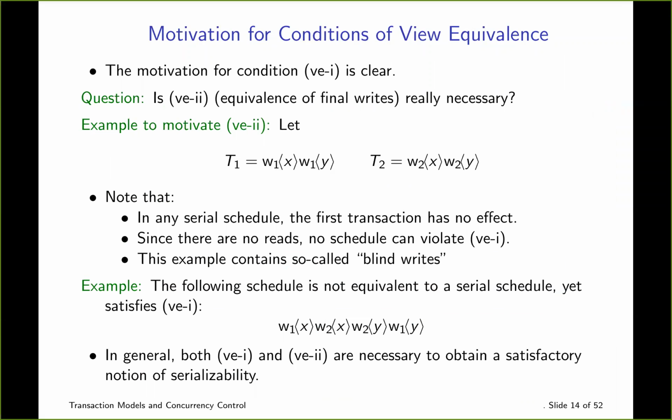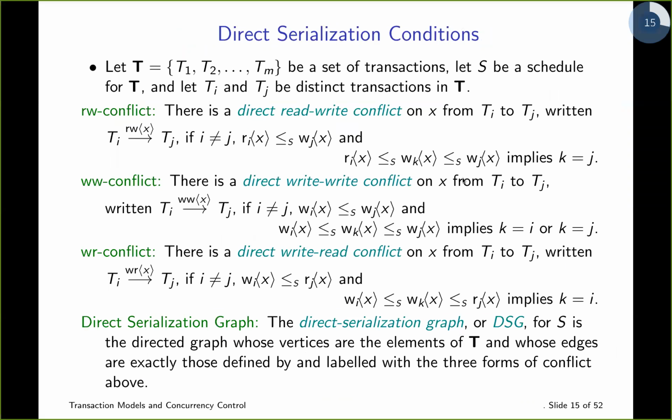I'm just going to skip over this. You can read it later, but just take it on faith that both those conditions are necessary. All right, now there's another way of writing all this, and that's this thing called the direct serialization graph. It's just kind of a more convenient way of writing these initial reads and final writes and reading from a write.